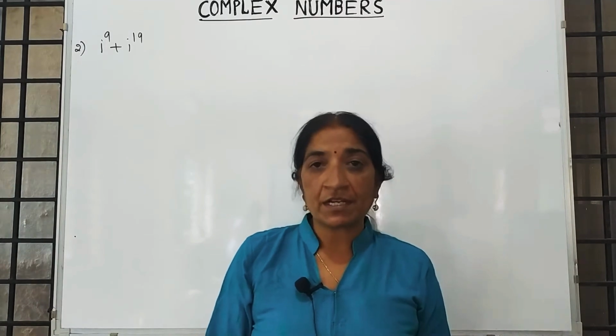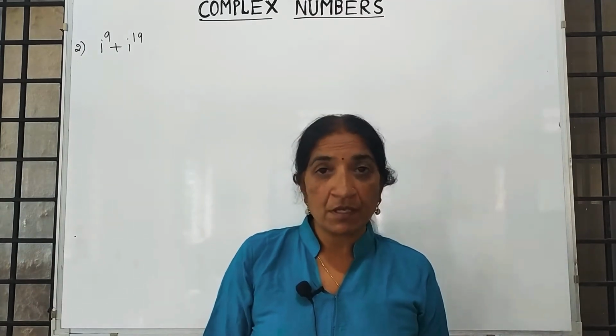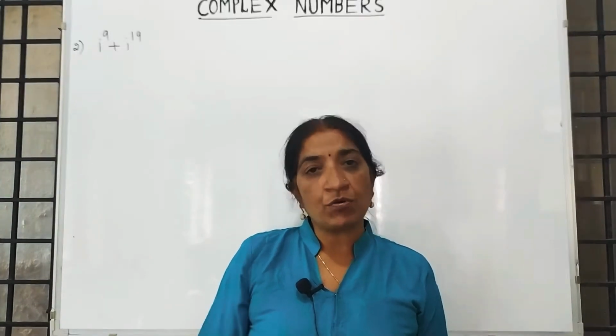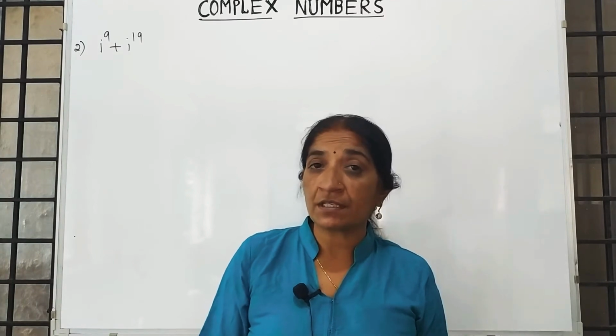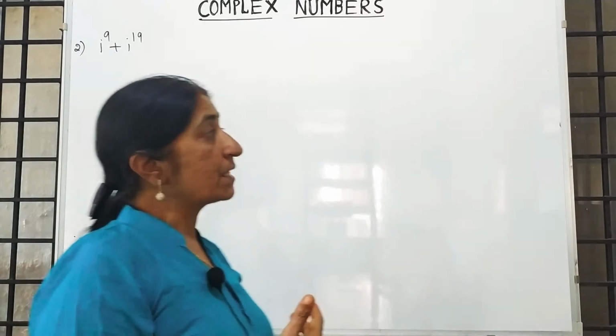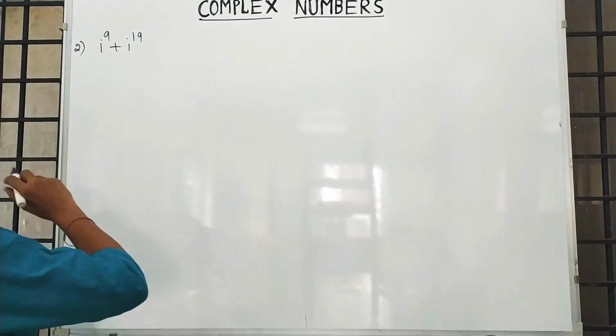So already we started the chapter complex numbers and I explained the basic concepts, that means what is a complex number, what is the definition, and I solved so many examples to represent every complex number in the form of a plus ib. And in the last class I gave a few examples as homework. Now first I will solve those homework questions.